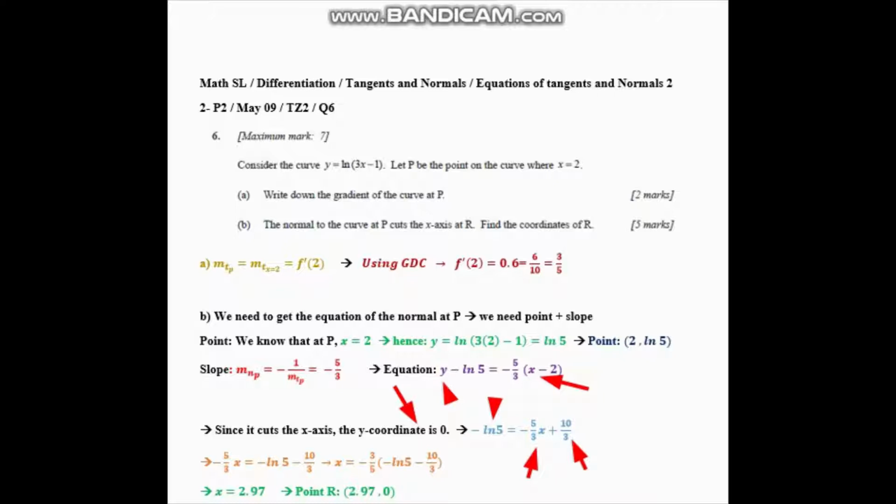Next, I shall attempt to isolate the x value, and there is some algebra right there. So -5/3x is isolated, and I take the 10/3 to the other side. Of course, it was positive, hence now it's negative because it was transferred to the other side of the equation. Next, I multiply both sides by -3/5 so that the x value is isolated completely. Of course, you can evaluate this using the calculator, and you get that x equals 2.97. Hence, my point is (2.97, 0).